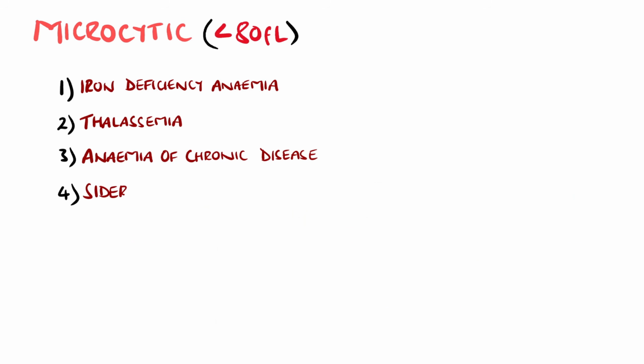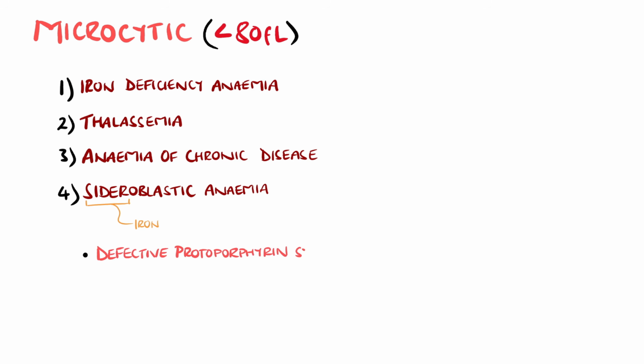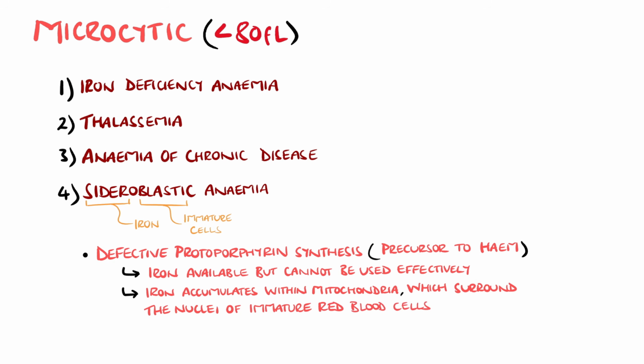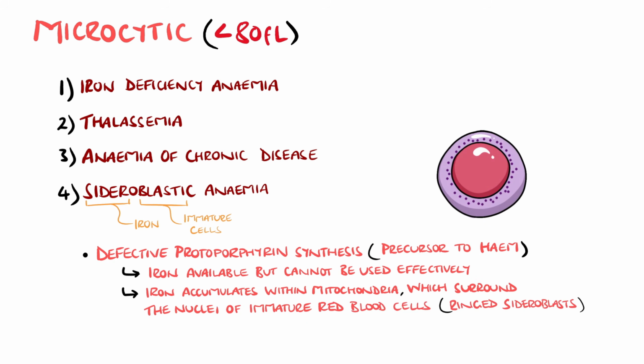Another microcytic anemia is sideroblastic anemia, with sidero meaning iron, representing in this case where we essentially have iron available, but it is not able to be used effectively due to defective protoporphyrin synthesis, which is a molecule that is the precursor to heme, a key component of hemoglobin. This leads to accumulation of iron in the mitochondria, which then surround the nucleus of immature red blood cells, hence the blastic portion of the name, and this is the pathognomonic sign known as ringed sideroblasts.